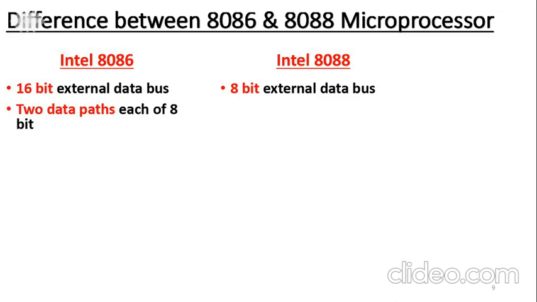Then in case of 8086 processor, within that 16 bits of external data bus, there are two data paths and each of that path is 8 bit in size. Whereas here in case of 8088, there is a single data path of 8 bit.